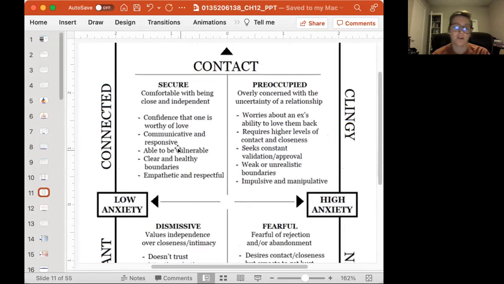So secure is close, comfortable with being close and independent. They have confidence that one is worthy of love, communicate and are responsive. They're able to be vulnerable. They have clear and healthy boundaries, empathetic and respectful. As for preoccupied, they're overly concerned with the uncertainty of a relationship. So they worry about an ex's ability to love them back. They require higher levels of contact and closeness. They seek constant validation and approval. Weak or unrealistic boundaries exist, and they're impulsive and manipulative, perhaps.